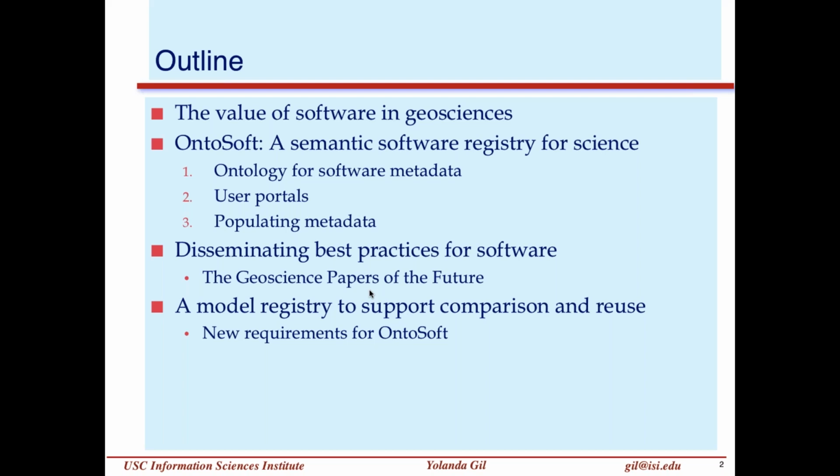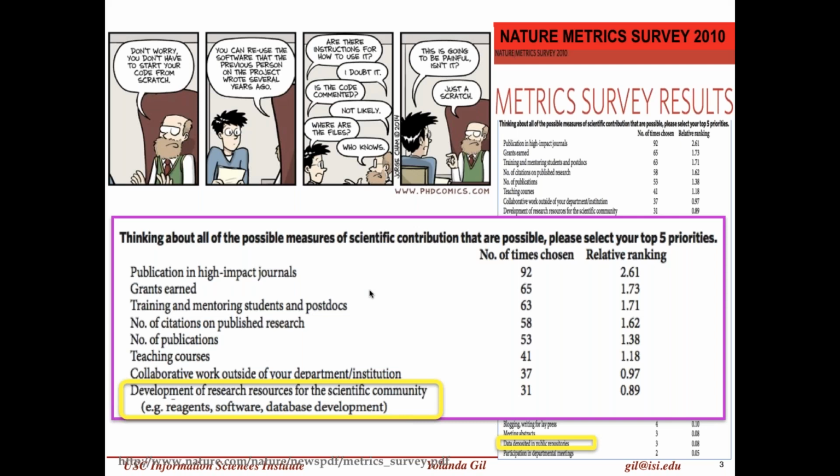So I'll talk about an effort called the Geoscience Papers of the Future and give an example through a paper of how we are disseminating these best practices. And then finally, I'll talk about model comparison and reuse by using semantics. So these are new requirements that we have now for OntoSoft. So let me start with the value of software in geosciences.